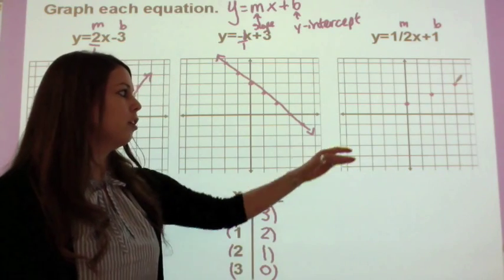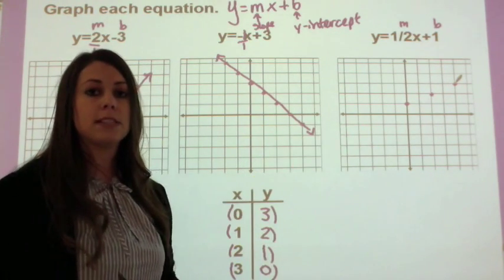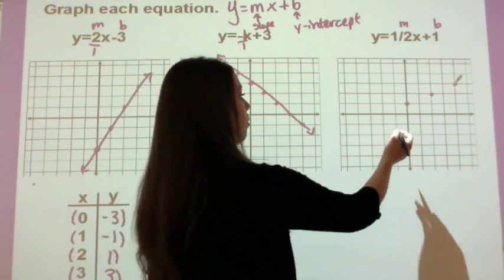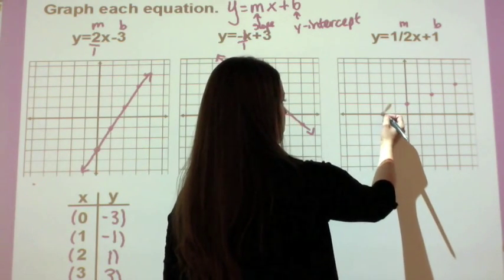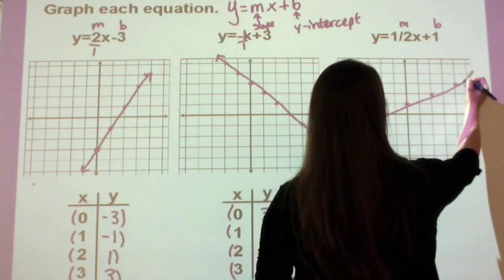If you're wondering how to get points on this side, remember, we want to do the opposite. Since we went up and to the right, we're going to go down and to the left. So down 1, to the left 2. And that's my line.